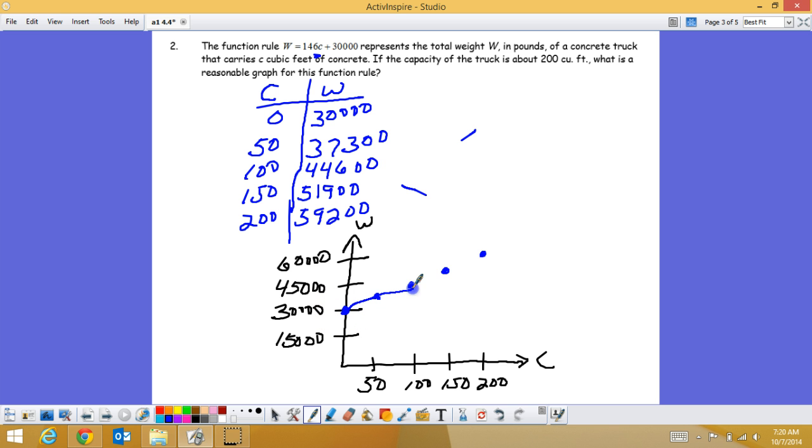So the reasonable graph for this, now notice I don't put an arrow at the end of that because the capacity is only 200 cubic feet. It's not going to go on forever. So that's what that graph looks like, and it is pretty linear. It will turn out to be linear and as precise as we can be. In the next video, we're going to talk about the difference between a continuous graph and a discrete graph.